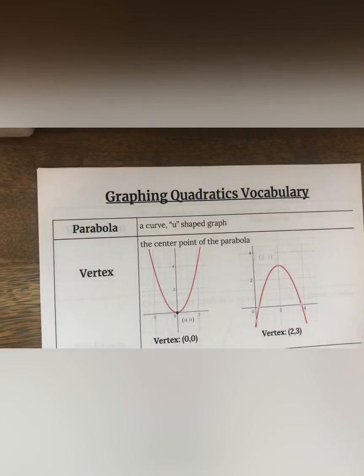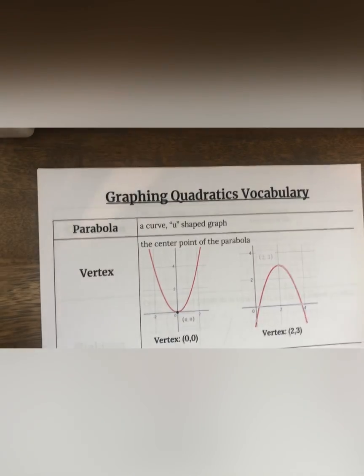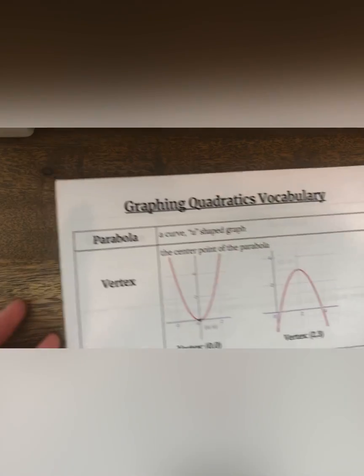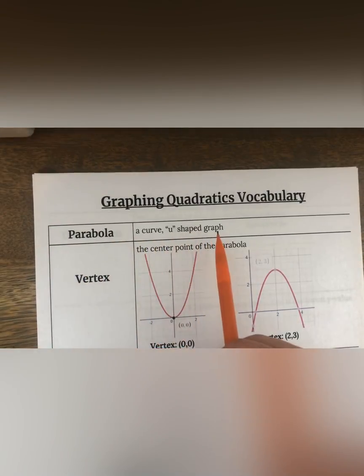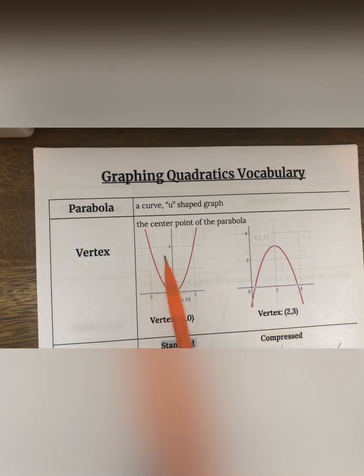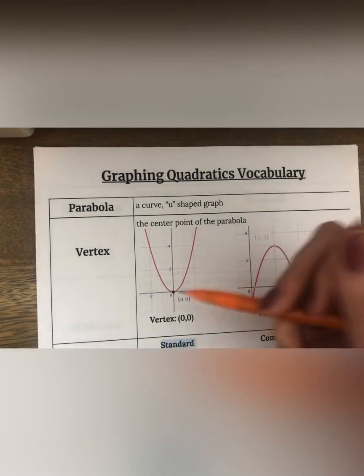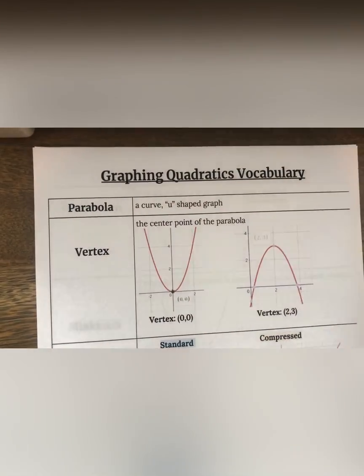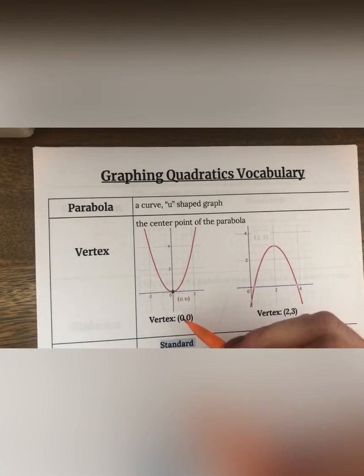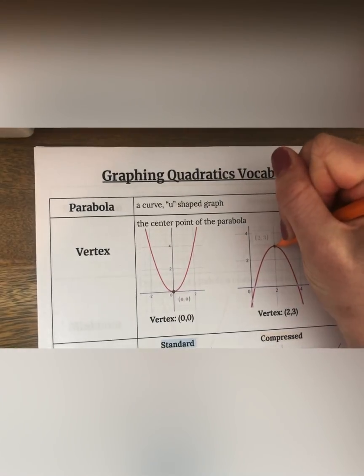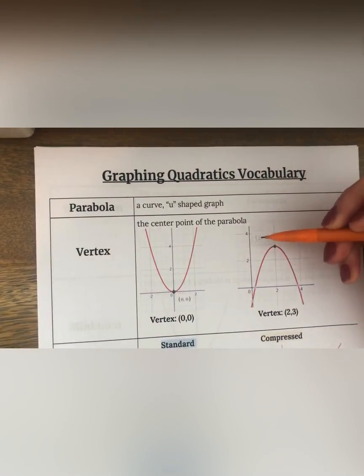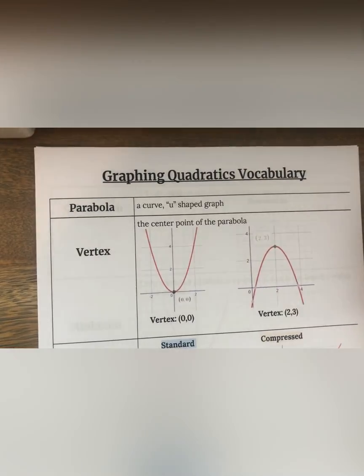So I'm just going to go over everything and explain what everything is, because you guys are going to be answering a lot of questions each time you graph a parabola. So like what I just showed you, that graph is called a parabola. It's a curve. It's a U-shaped graph. The vertex is the center point of the parabola. So it's basically just that point right here. In this case, for this graph, the vertex would be at 0, 0. And for this parabola, the vertex would be here. It says right there, mine's a little faded, but the vertex would be 2, 3. So it's just that middle point.